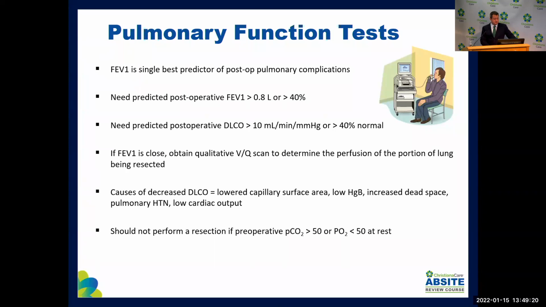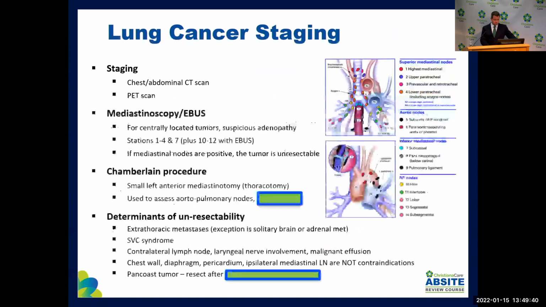Causes of a decreased diffusion lung capacity: lowered capillary surface area, lower hemoglobin, increased dead space from obstructing cancers, pulmonary hypertension, and a low cardiac output could do it as well. Again, you don't want to perform a resection if your preoperative PCO2 is greater than 50 or your PO2 is less than 50. Some would even say 60.